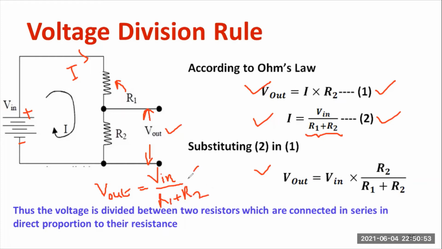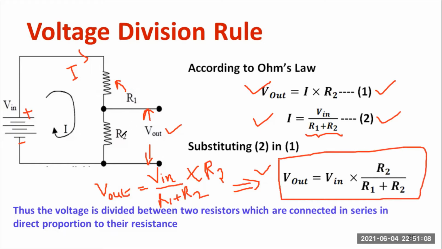Into R2. There is no change for R2; I will write it as it is. Or else I can write it as R2 divided by R1 plus R2 into V in. This is the final expression: V output, or the voltage across resistor R2, V out is equal to R2 divided by R1 plus R2 into V in. Otherwise, it is written as V out is equal to V in into R2 divided by R1 plus R2. So V in is the total voltage.